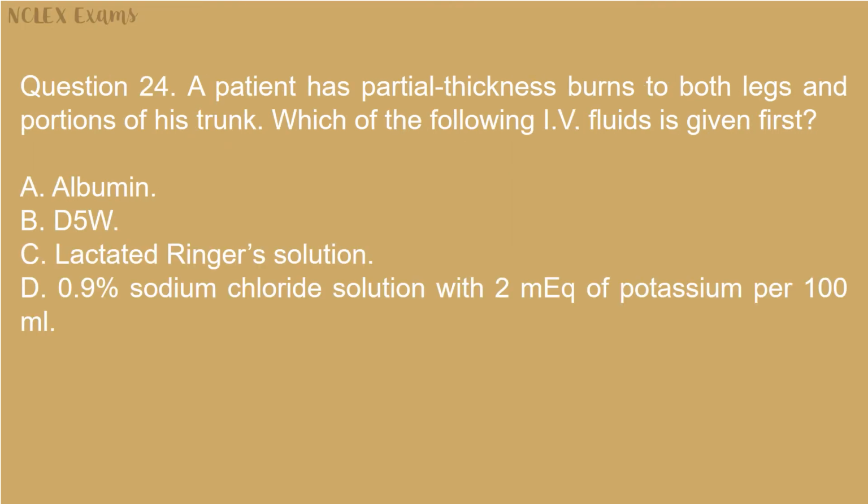Question 24. A patient has partial thickness burns to both legs and portions of his trunk. Which of the following IV fluids is given first? A. Albumin. B. D5W. C. Lactated Ringer's solution. D. 0.9% sodium chloride solution with 20 mEq of potassium per 100 milliliters.